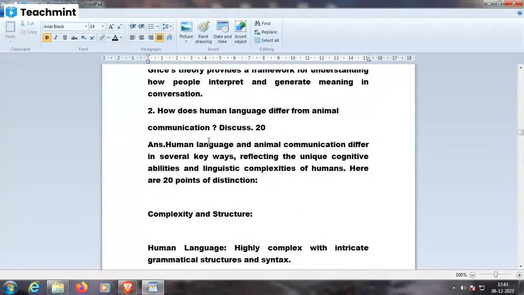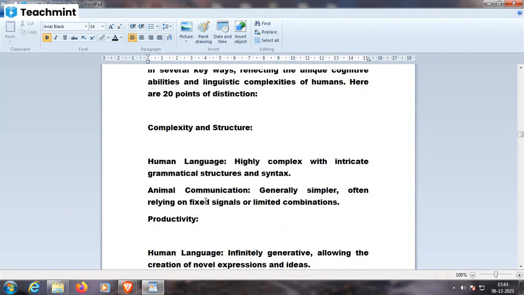Then comes how human language differs from animal communication. Animal communication and human communication are not the same. You know it very well, nothing new for me to say. Human language and animal communication differ in several ways, reflecting the unique cognitive abilities, the way to express, and linguistic complexities of humans. Animals are not aware of it. The complexity and structure of the language of animals are not the same as humans.